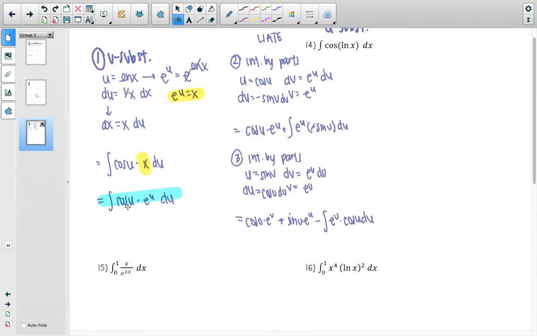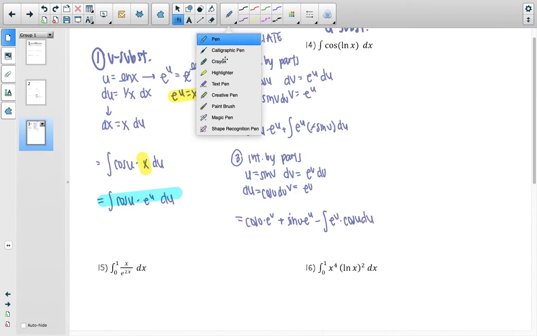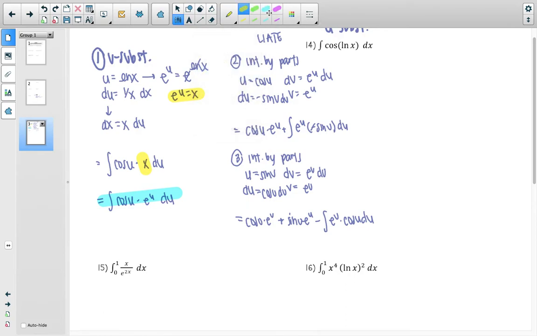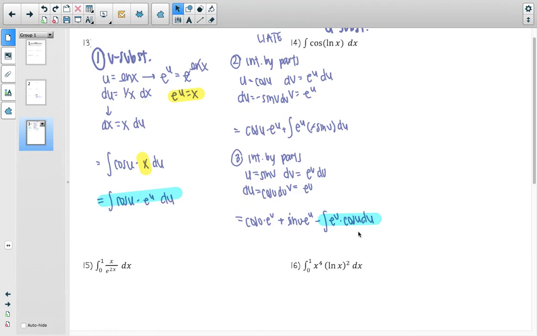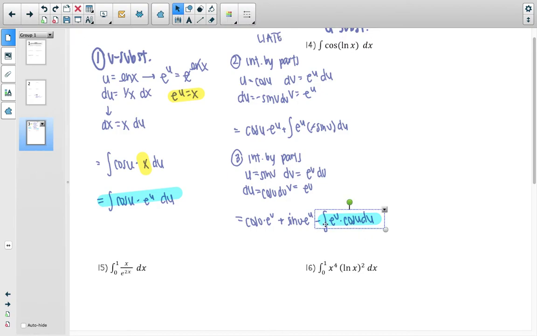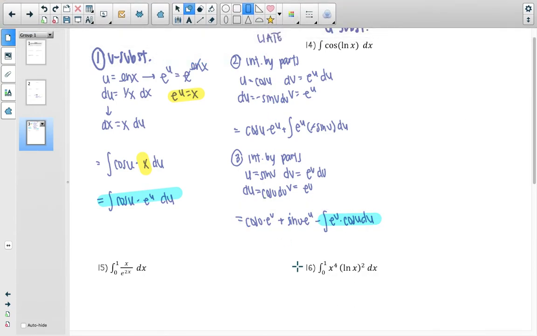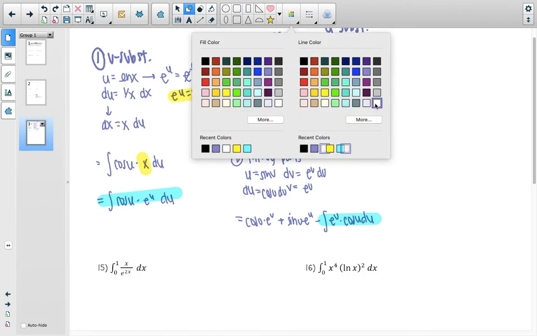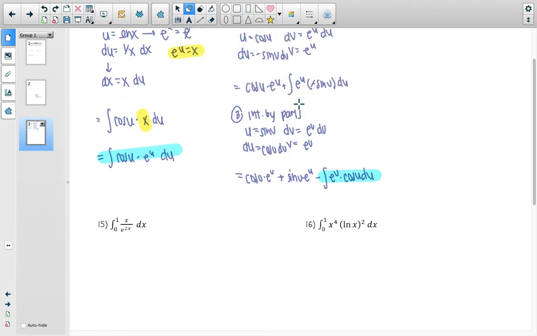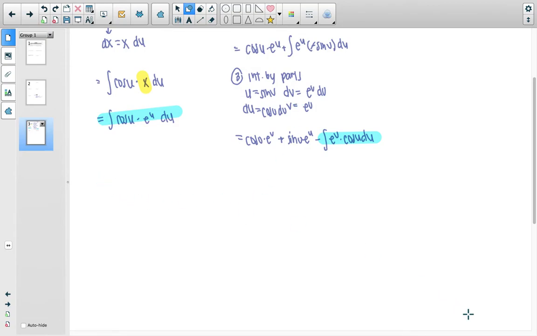Well, what you should notice is that right here is exactly the same as what our last integral is, what we just wrote. So if you remember when we did this, I'm going to cover up some of this work so I have room. If you remember, we set the integral that we're trying to find equal to what we currently have.